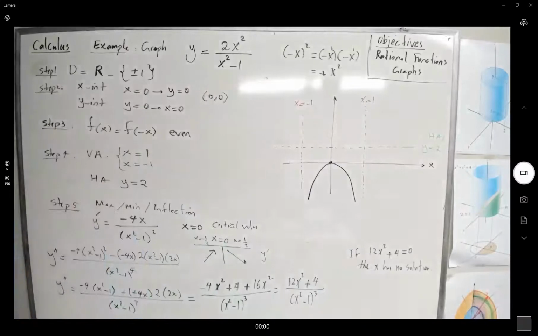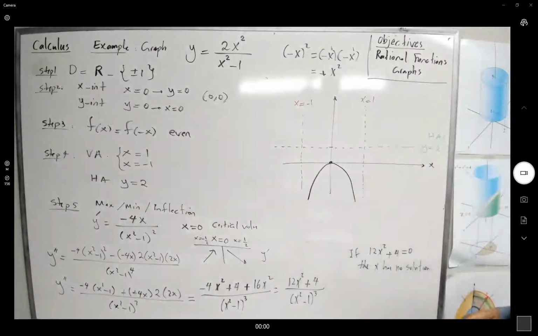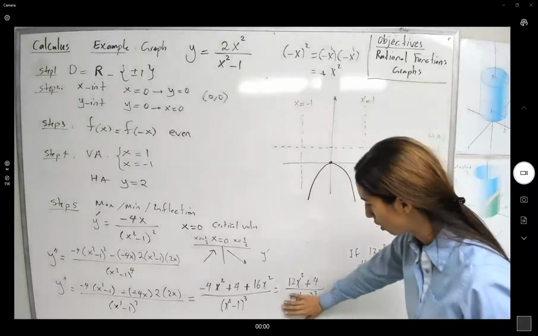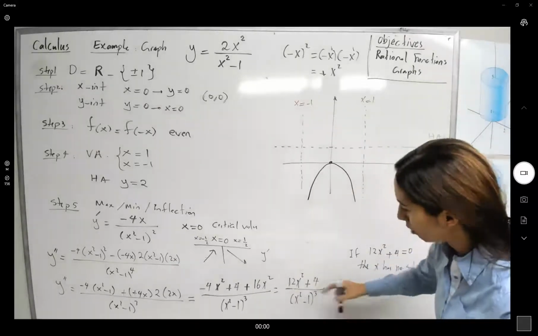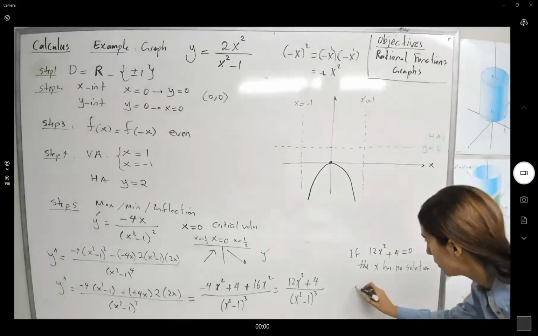Well, what's left? What can we do with this rational function that we have? Let's see, can we analyze this further? On the numerator, everything is positive. What about the denominator? Let's think about the denominator. Take a look at your denominator. This guy is always positive. What about (x squared minus 1) to the 3rd?